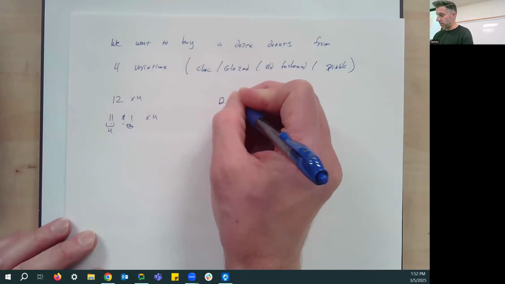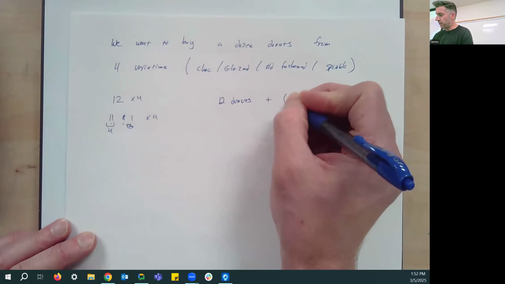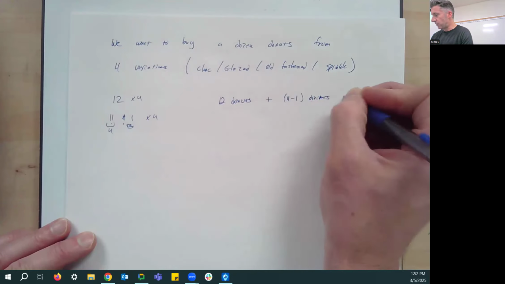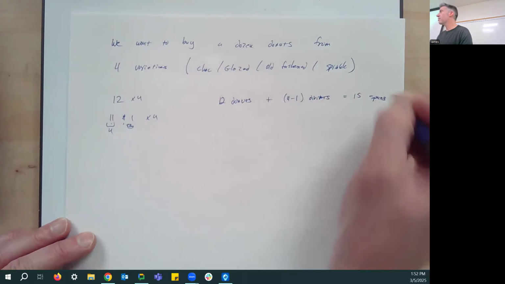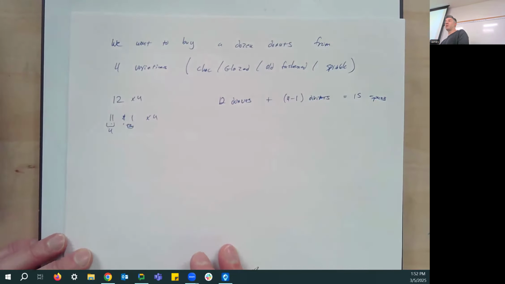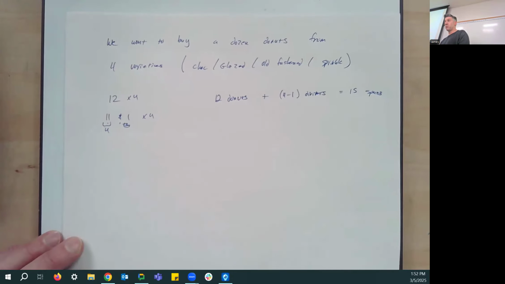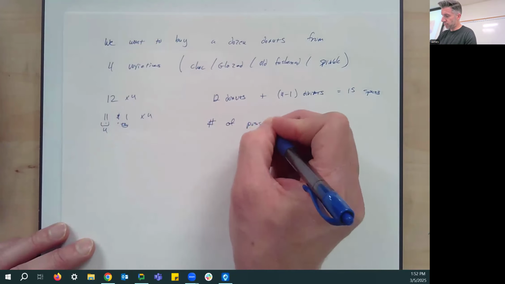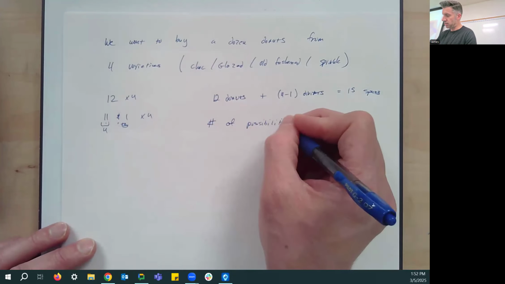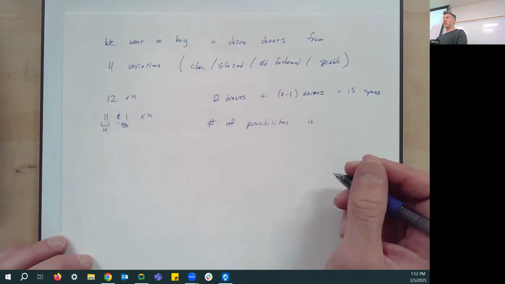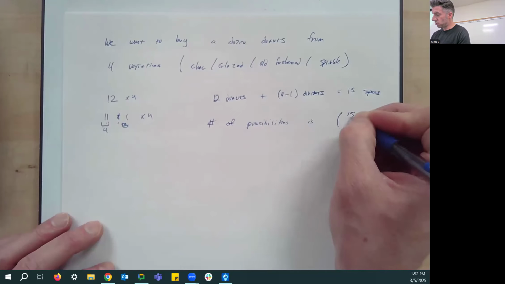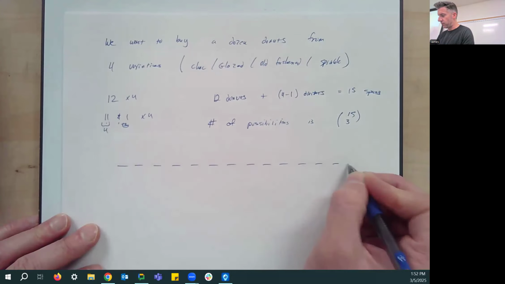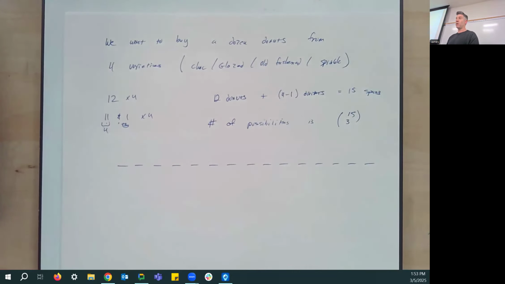So 12 donuts plus 4 minus 1 dividers equals 15 spaces. And then we need to worry about where the dividers go. So the number of possibilities is going to be 15 choose 3. Out of our 1, 2, 3, 4, 5, 6, 7, 8, 9, 10, 11, 12, 13, 14, 15 slots, I'm just picking where the dividers go.